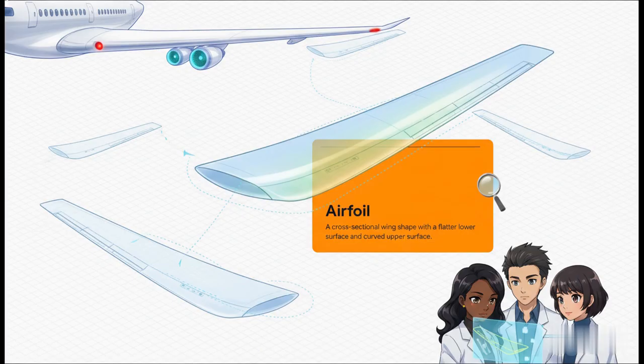Specifically, most aircraft wings utilize a characteristic design called an airfoil. An airfoil is basically a cross-sectional shape featuring a flatter lower surface and a distinctively curved upper surface. This specific, uneven shape is the absolute secret to generating lift.